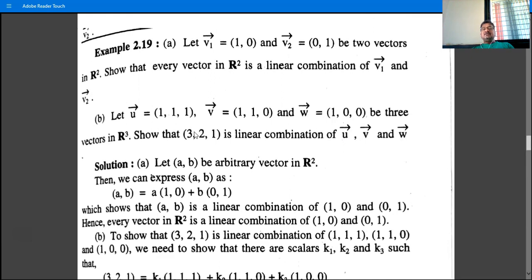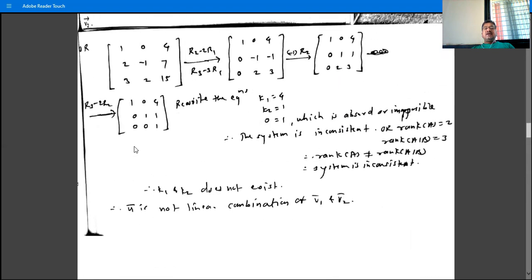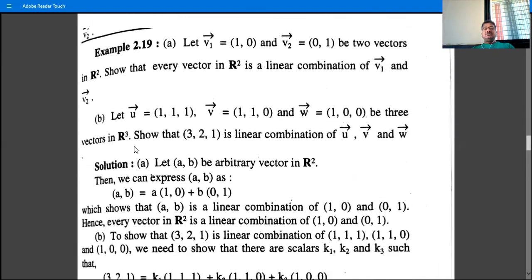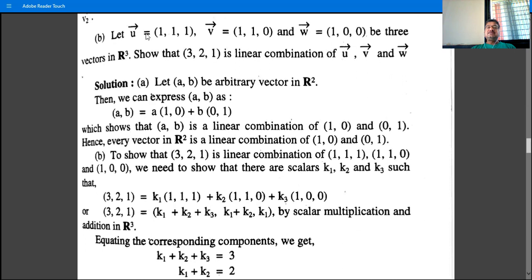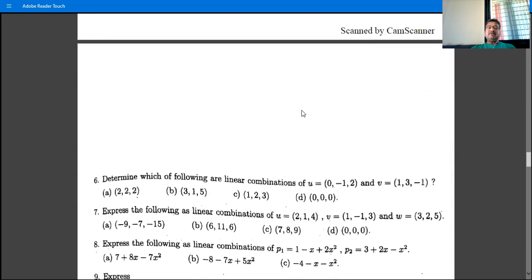How can we write this in equation form? Write L(S) is equal to R3. Similar to the set (1, 0, 0), (0, 1, 0), and (0, 0, 1), this other set (1, 1, 1), (1, 1, 0), and (1, 0, 0) also spans R3, because every vector of R3 is expressed as a linear combination of these three vectors.